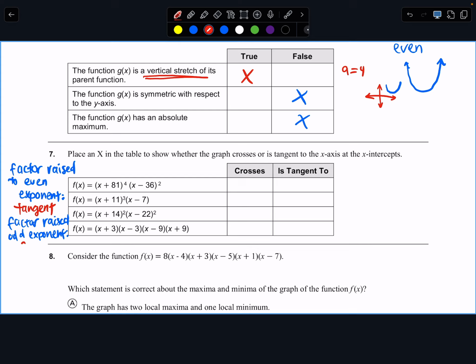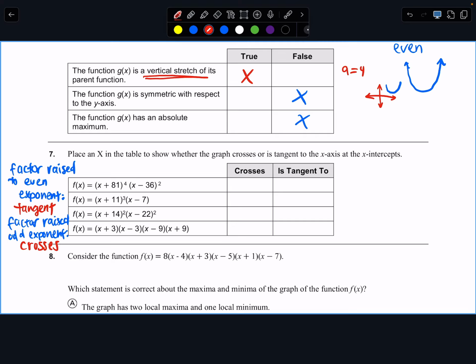It crosses, okay? Those are your two options, one or the other. So we're not adding all the exponents up this time. We only do that to find the degree. For this one, I don't care what the degree is. I just want to know if each individual x-intercept is going to be tangent or does it cross.